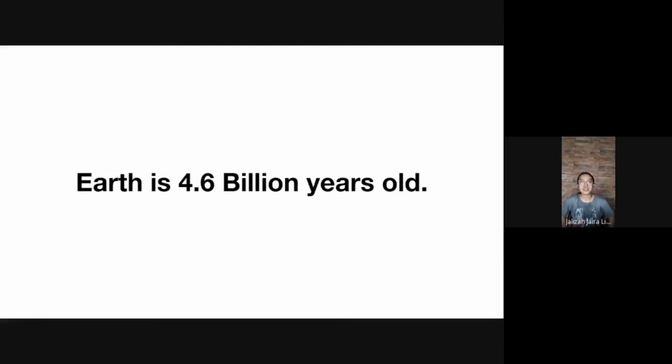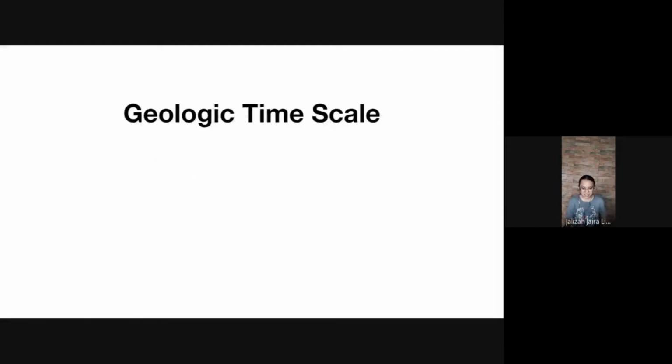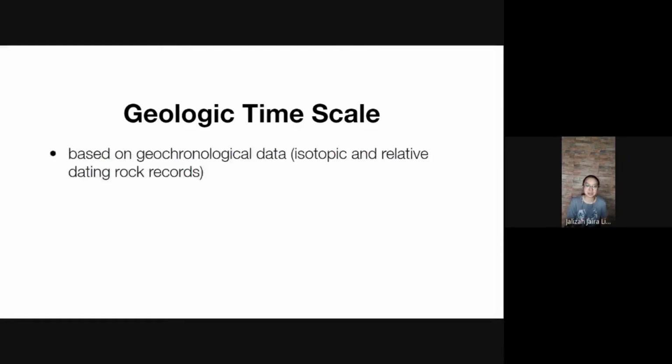So moving on, the Earth is 4.6 billion years old. How do we know that? Again, the rocks will tell us a story about how old the Earth actually is. So how do we know about the history of the Earth? We usually utilize the geologic time scale.